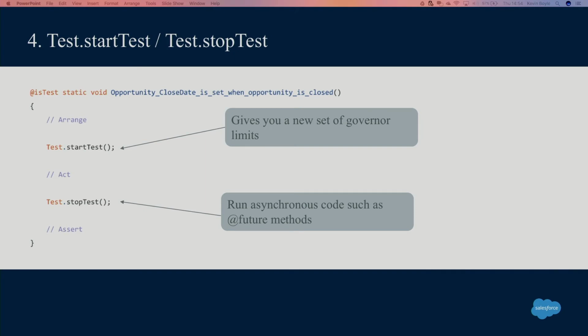And finally, call Test.stopTest. This will reset back to the original governor limits. But more importantly, the most important thing that Test.stopTest will do is make sure that any asynchronous code that's been kicked off, either as a future method or a queued Apex, will actually finish. So then when you go into your assertion phase, you know that any asynchronous things will have happened.